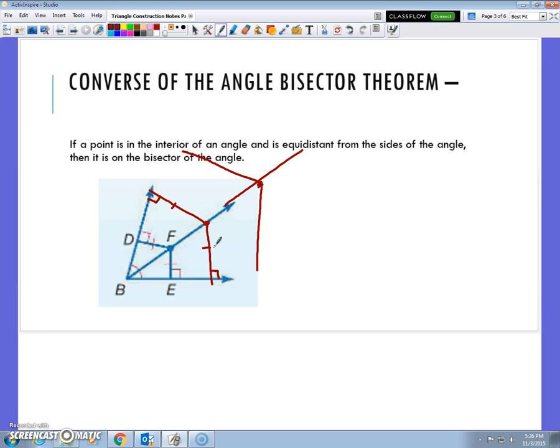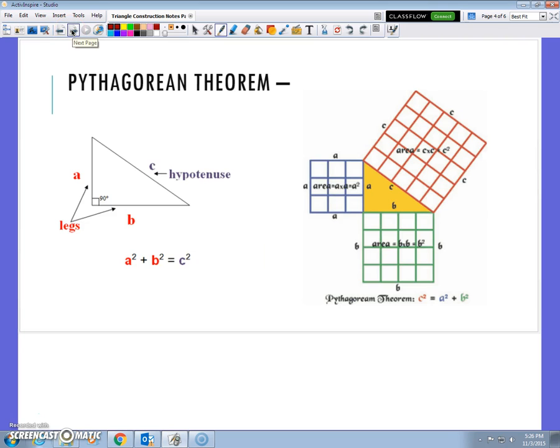Okay, so this is another one of those that works forwards and backwards. It's the angle bisector theorem, and its converse says if you're on it, you must be an equal perpendicular distance away from each of the sides of the angle. All right, so there's that theorem, and it's pretty straightforward. We might use it with proofs here a little bit, but the big chunk of the day, what we need to spend time on, is the Pythagorean theorem.